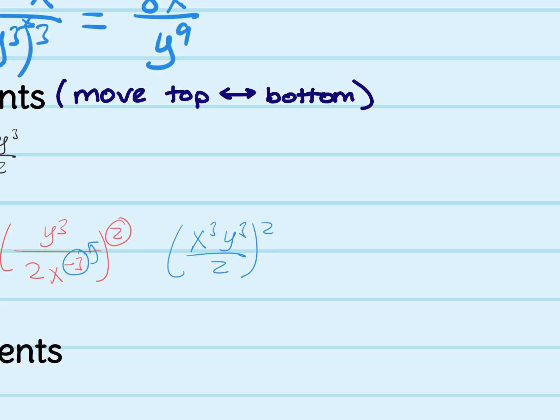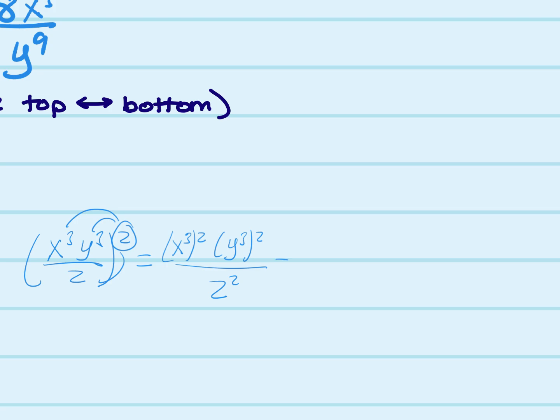All right. And then now the last thing we do. This looks like a previous example. All you have to do is raise everything inside the parentheses to the second power. All right, so we get x to the third to the second power, y to the third to the second power, over 2 to the second power. All right, and then again, power to a power, you multiply the powers. Same thing with this one. Then we get x to the 6th, y to the 6th, over, and then 2 times 2 is 4.